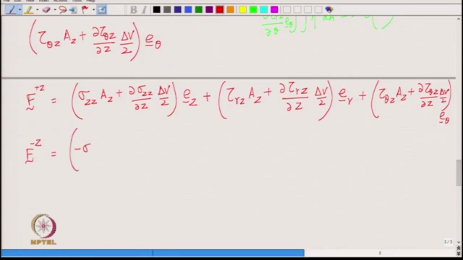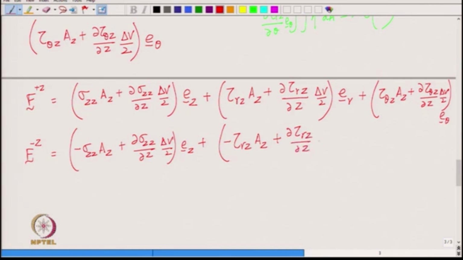So, if you allow me to write down, the force on negative z plane would simply be minus sigma z z A z plus del sigma z z over del z times delta v by 2 into E z, plus minus tau r z A z plus del tau r z over del z into delta v by 2 times E r, and then you have this term here times E theta. And then we know when we add these two, these are going to cancel, right.